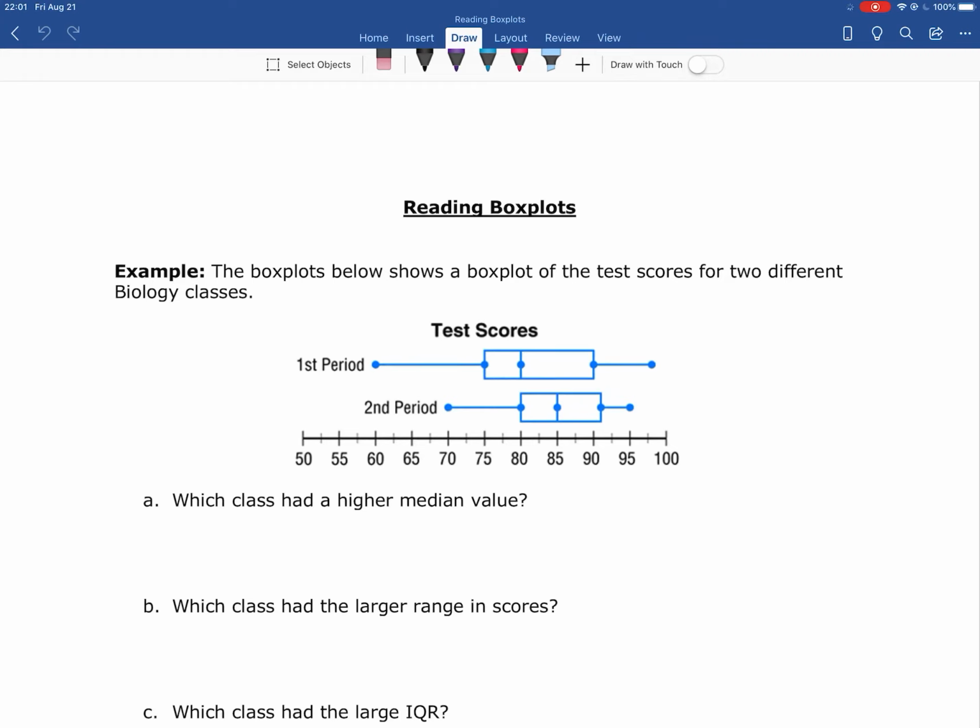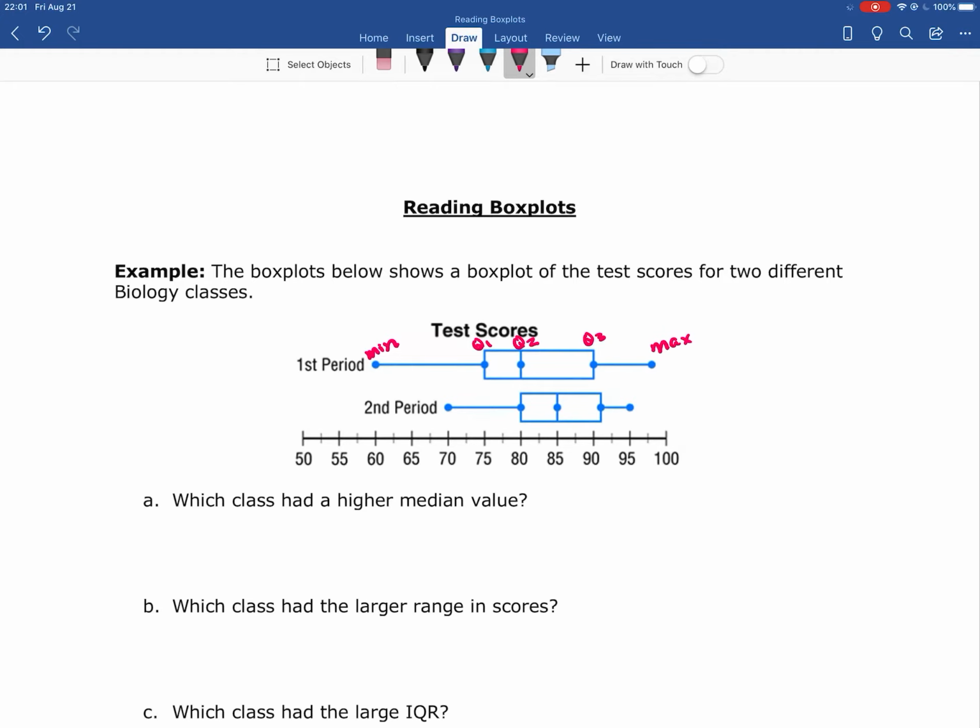So I'm going to look just really quickly at the first period biology class only. If I go ahead and annotate this, this is our minimum, this is Q1, this is Q2, this is Q3, and this is the maximum. We don't have any outliers in this, or at least we don't have them labeled if there is an outlier.